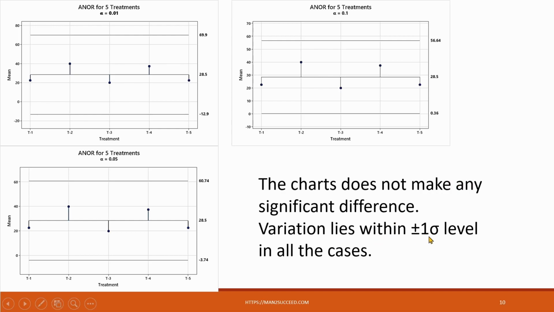The variation lies within plus or minus 1 sigma level in all the cases. Within that level only, all the values are lying. So what we conclude is that in both ANOM and ANOR the deviation is not there. So the null hypothesis holds good. Everywhere all the means are equal and all the ranges are equal. That way we conclude that there is no significant difference.